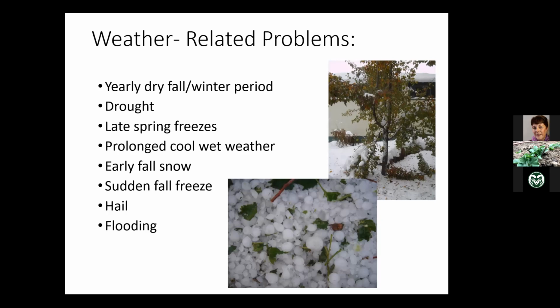We can have early fall snow, which can also break branches because the trees have not lost their leaves yet. Sudden fall freezes, things like the polar vortex in 2013 that came through, were very hard on our landscapes. Hail, flooding, all of those things can be problems for our plants. We just have to keep an eye on it and see what's happening. There's all sorts of things that weather can do.